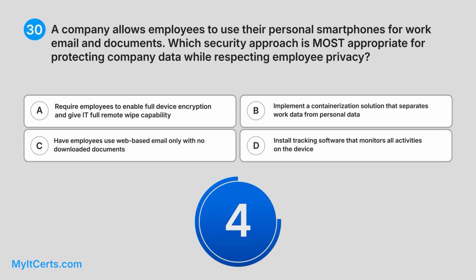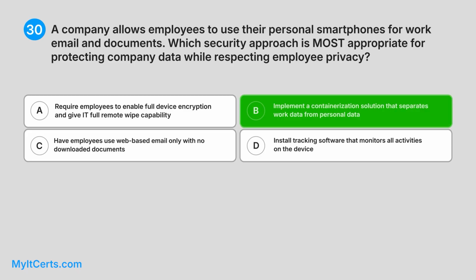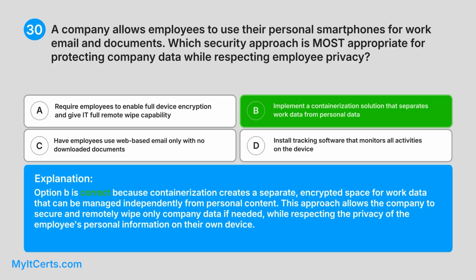Can you guess the answer? Correct answer. B. Implement a containerization solution that separates work data from personal data. Explanation. Option B is correct because containerization creates a separate, encrypted space for work data that can be managed independently from personal content. This approach allows the company to secure and remotely wipe only company data if needed, while respecting the privacy of the employee's personal information on their own device.